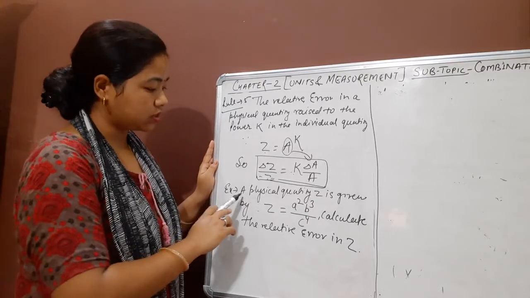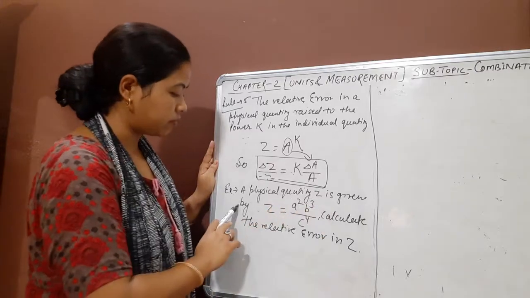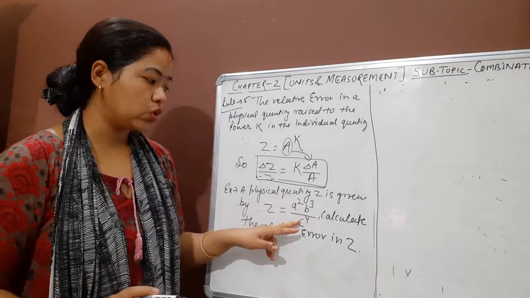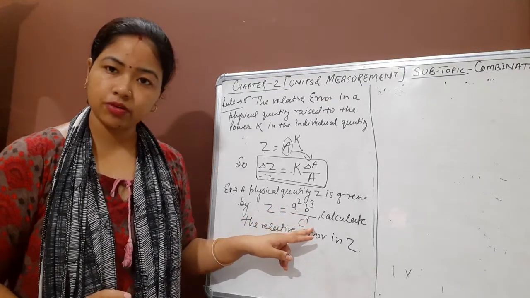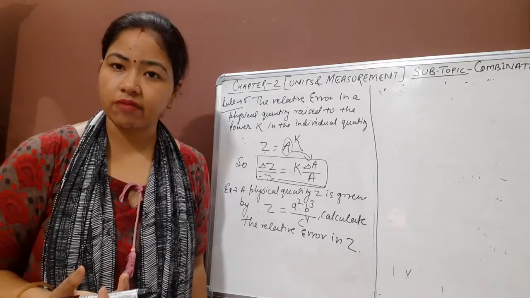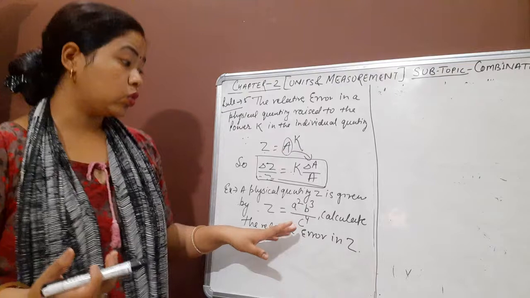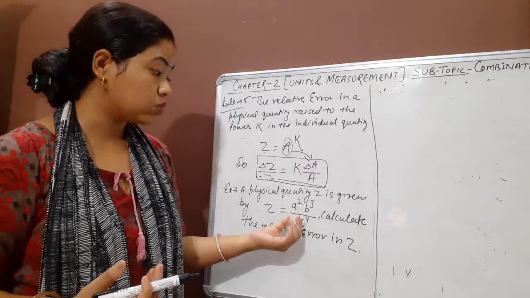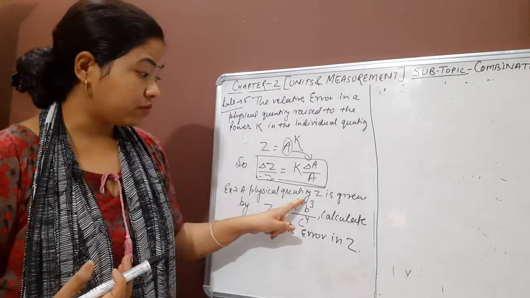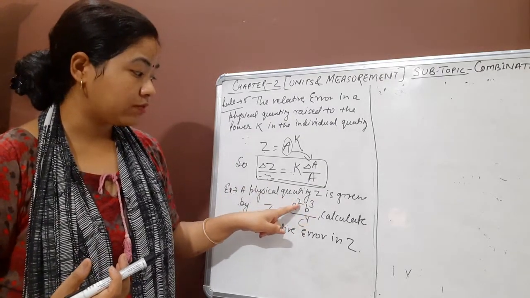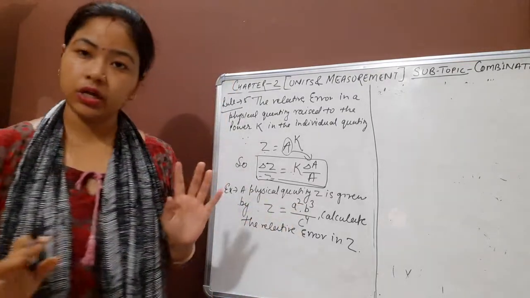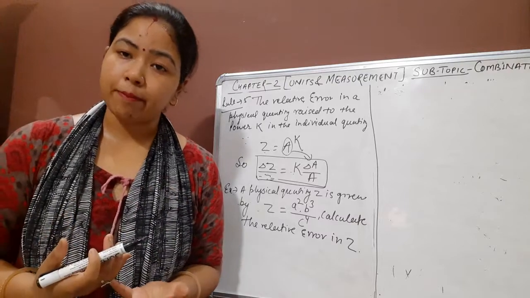Now we will understand it by one example given here. The question says: a physical quantity z is given by z equals a square b cube divided by c to the power 4. Calculate the relative error in z. Whenever we calculate this quantity and write the value of z in terms of relative error, we have to apply different rules. That means we have to apply the rules of power, multiplication and division. So one by one we will apply the rules.